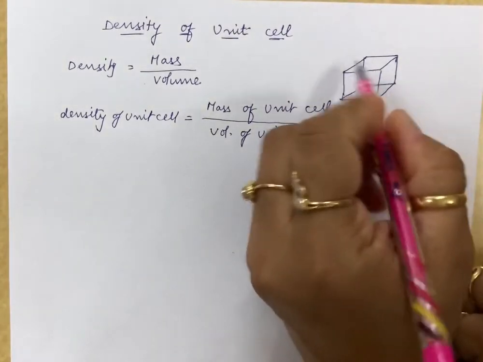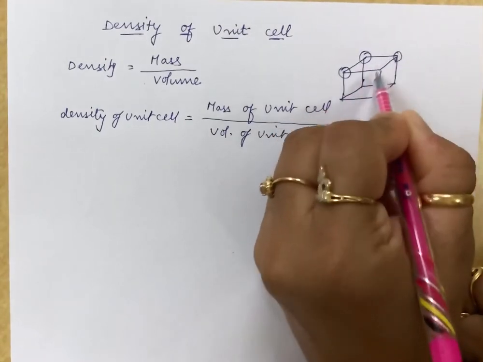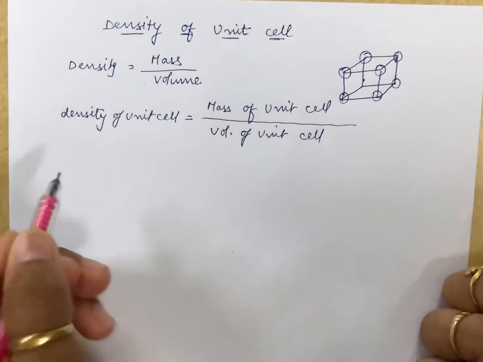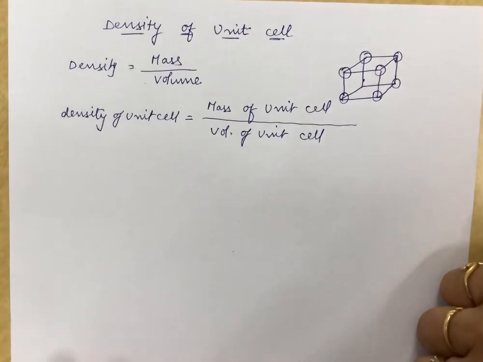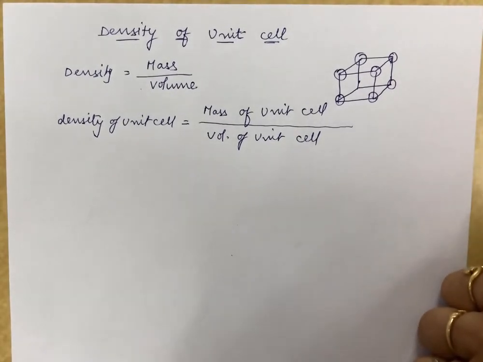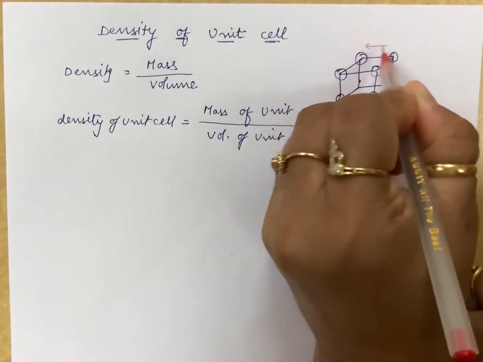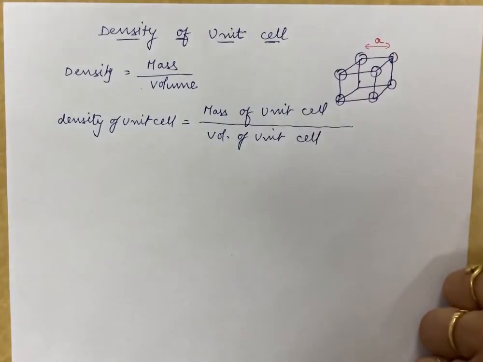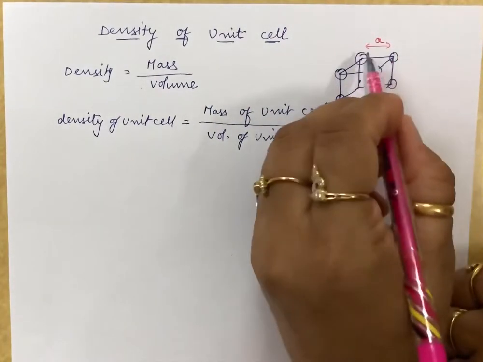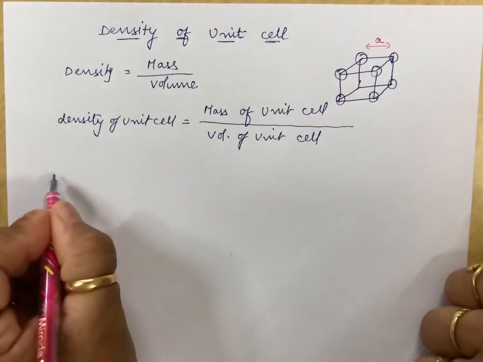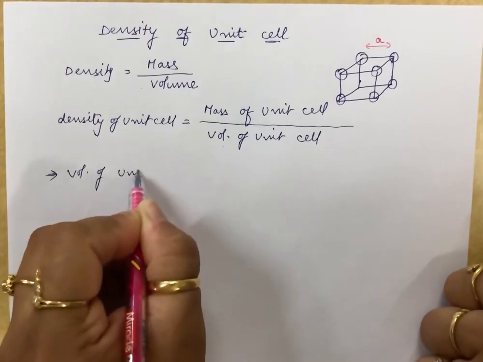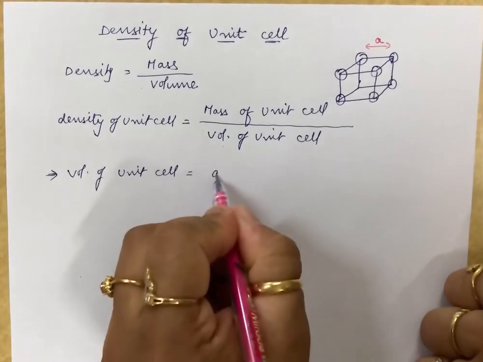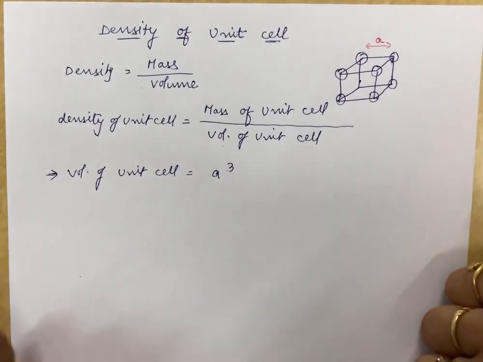Suppose I am talking about primitive, then the atoms will be present at the corners only. You know that the total number of atoms there is 1, as discussed earlier in the videos, that the contribution of each corner atom is 1/8. Now, we are taking edge length as a. So if I take this unit cell with edge length a, then the volume of unit cell will be equal to a cube. That we all know and it's simple.